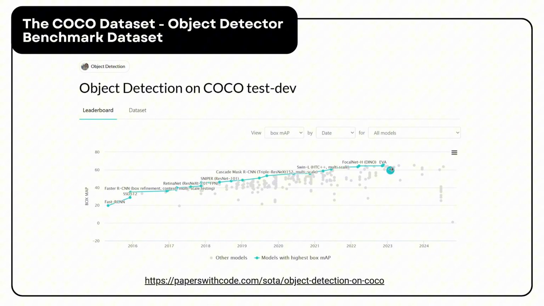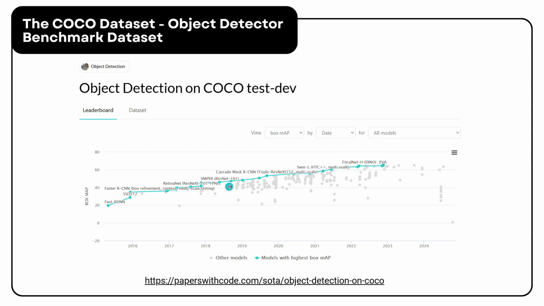At this time, I think it is the model EVA. So these are the state-of-the-art, or SOTA, models in object detection. Around 2015, Faster R-CNN laid the foundation. Then we have SSD512 and RetinaNet, which improved performance while speeding up inference in 2017. And we have Mask R-CNN here and Cascade Mask R-CNN.